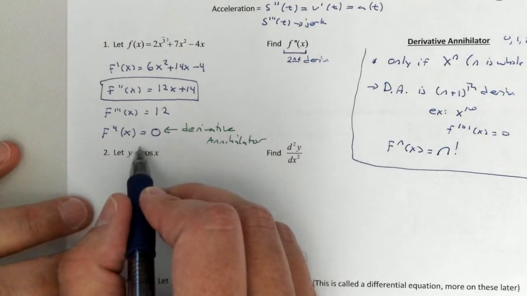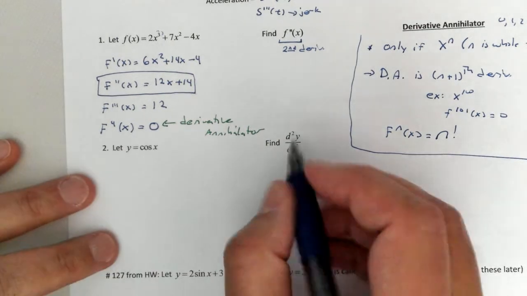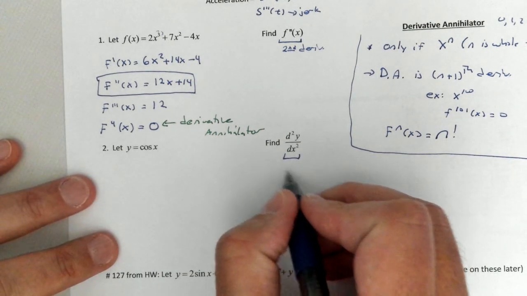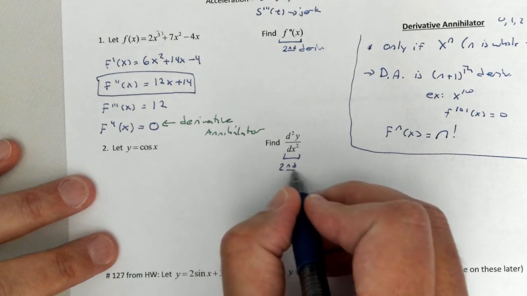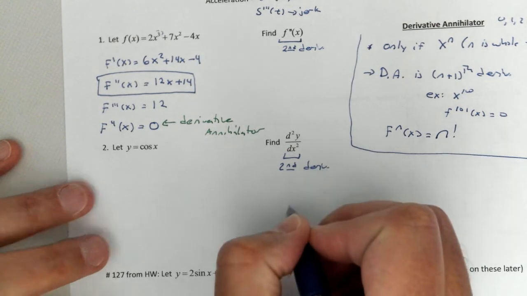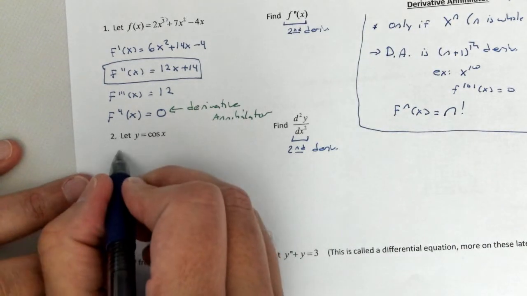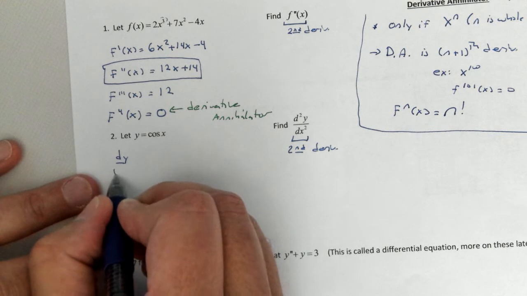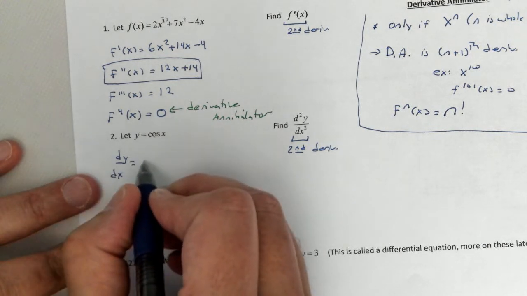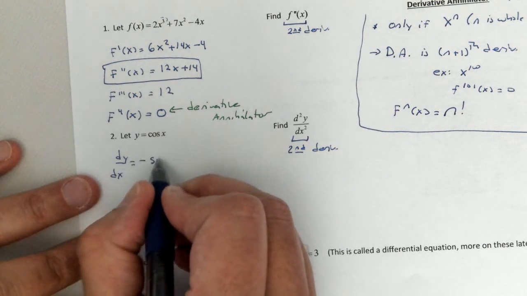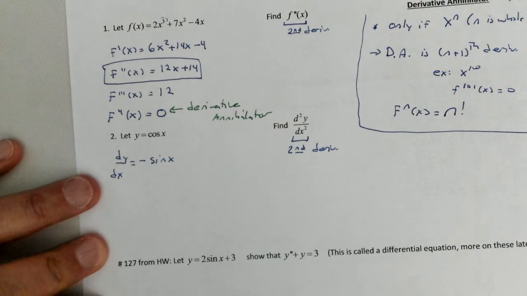Let's let y equal the cosine of x. This is just a new notation. This is our Leibniz notation. But again, all it wants is a second derivative. So I'm going to take the first derivative. We're going to use Leibniz's notation, dy dx. And the first derivative, of course, is negative sine of x.